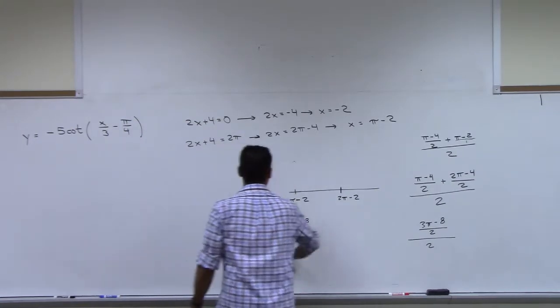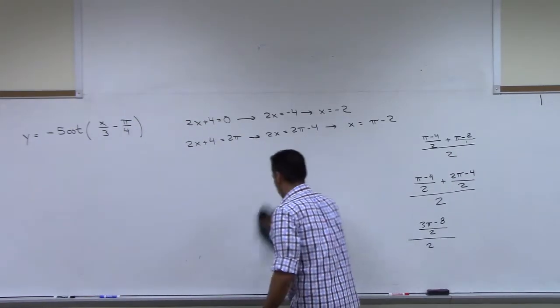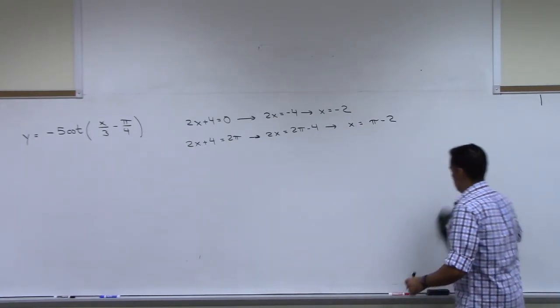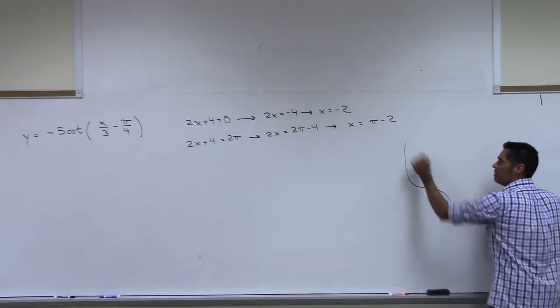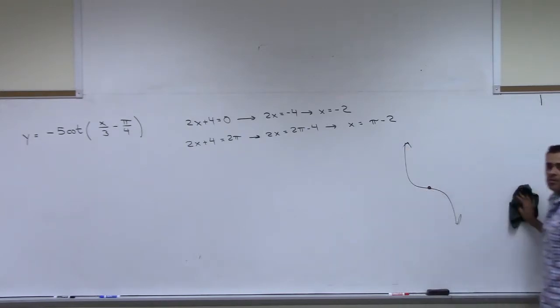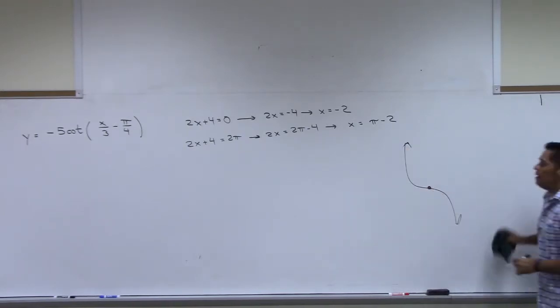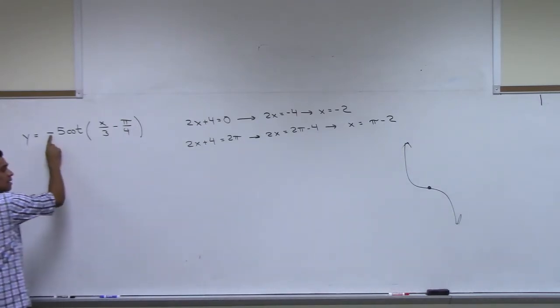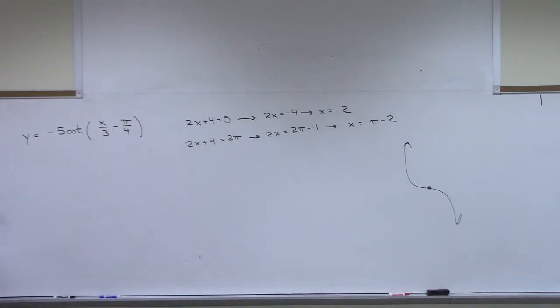So do we know what a cotangent looks like? Just to start, what does it look like? Cotangent looks like this, right? That's what cotangent looks like. Now, there is a little bit of an issue because we have a negative out here. And what is a negative going to do to this graph? It's going to flip it over. So it's going to look more like a tangent after we're done. But we're still going to follow a method.